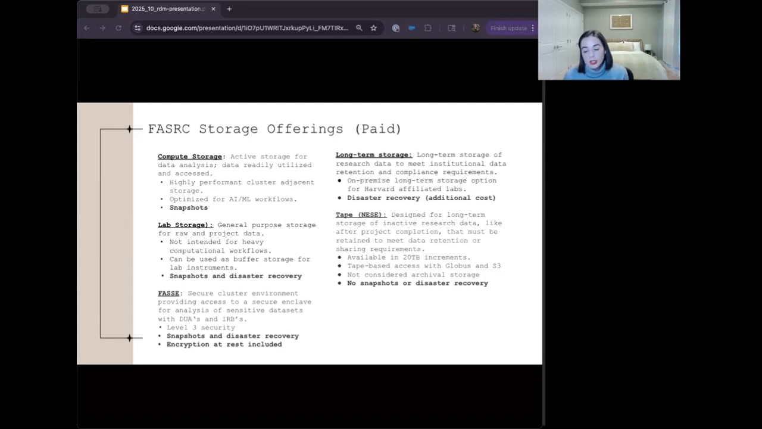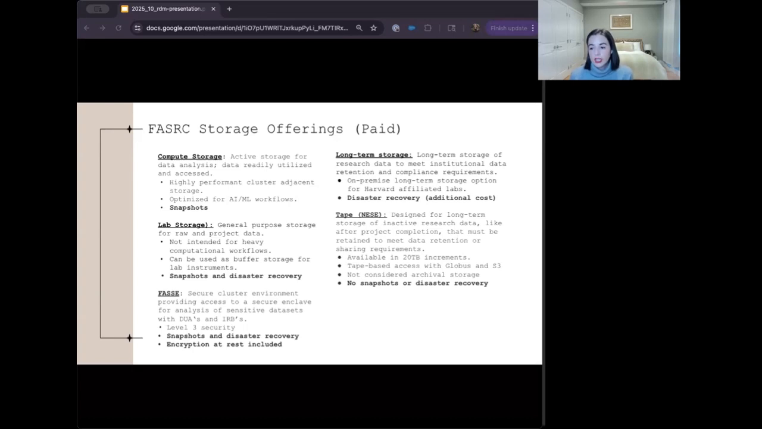Then we have our lab storage. This is going to be a general purpose storage that will be intended to house your raw and project data. It can also be used as a landing space or a buffer storage if you have lab instruments. It is going to have backups and disaster recovery, so it's going to be ideal for retaining most types of your lab data.